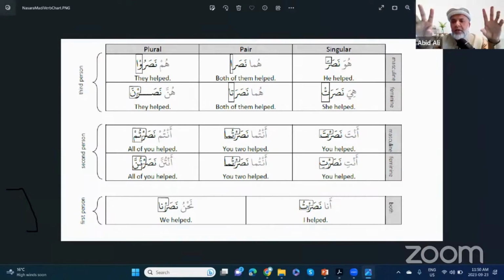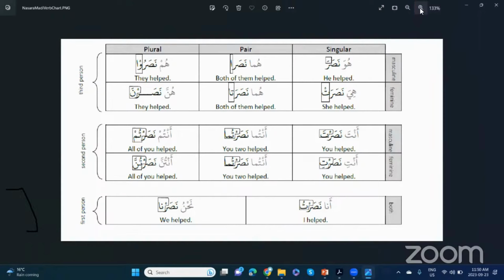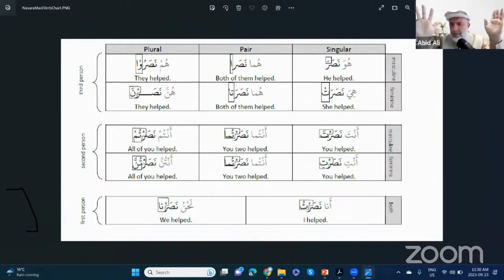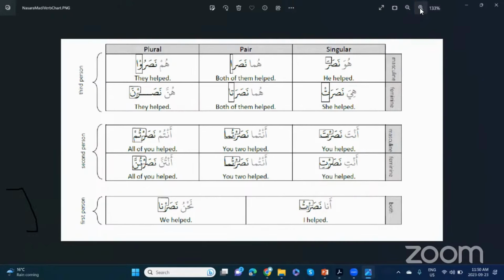In a Jumla Ismiya, what is the high level definition? A Jumla Ismiya starts with a noun. Agree? There was no rocket science there. We said a Jumla Ismiya, a nominal sentence, is the one which starts with a noun. Agree? Okay.